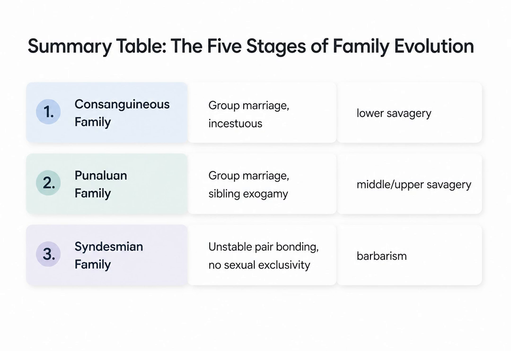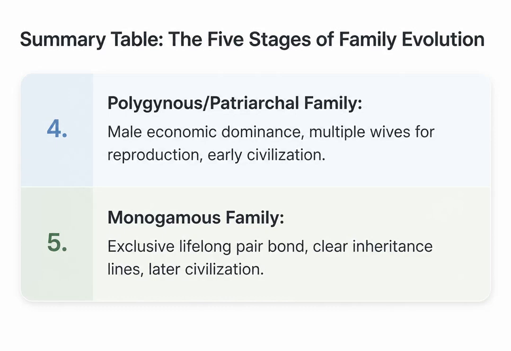Third, the Sindislian family, a transition towards stable pair bonding, where one man formally marries one woman, but without exclusive sexual access, prevalent during all stages of barbarism. Continuing the summary, fourth, the polygynous or patriarchal family, associated with the rise of male economic dominance and private property in early civilization, where a man could have multiple wives to increase manpower.